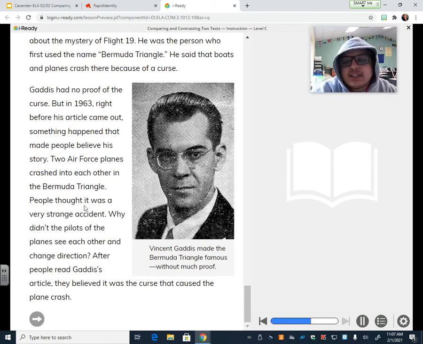People thought it was a very strange accident. Why didn't the pilots of the planes see each other and change directions? After people read Gaddis's article, they believed that it was the curse that caused the plane crash.